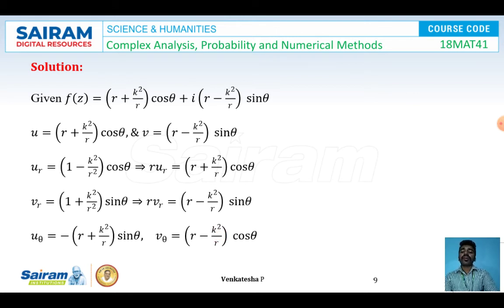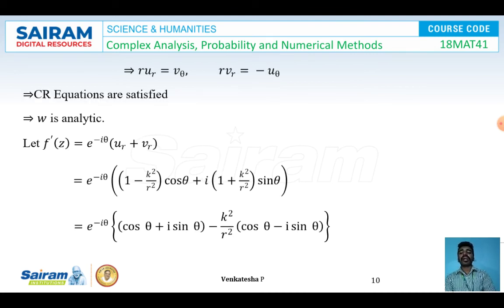We got the expressions now. From this expression we can say r u_r = (r + k²/r) cos θ, we got. So these two equations are exactly the same. So I got the CR equations satisfied here, that is r u_r = v_θ and r v_r = −u_θ, we got it. So hence we can say the CR equations are satisfied. It implies w is analytic.